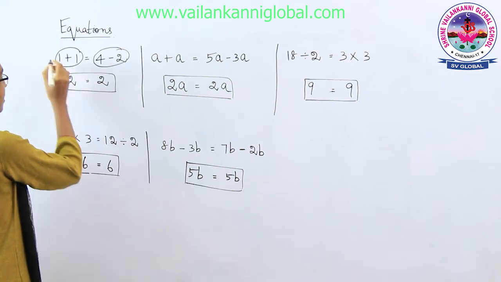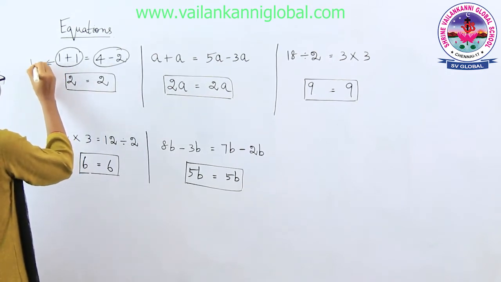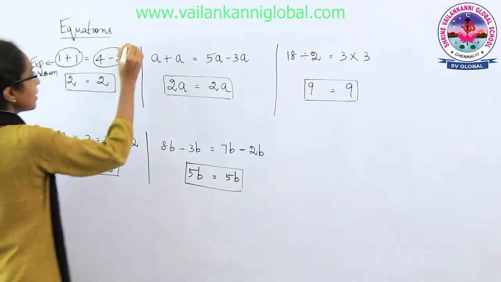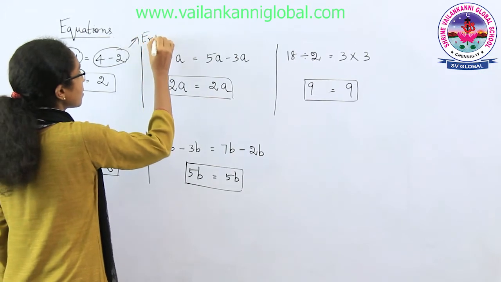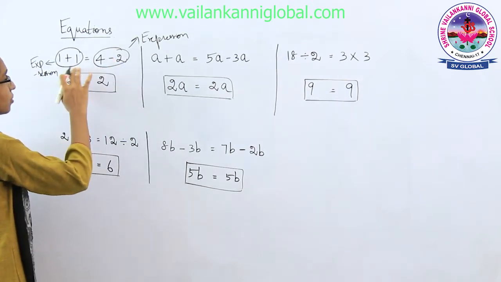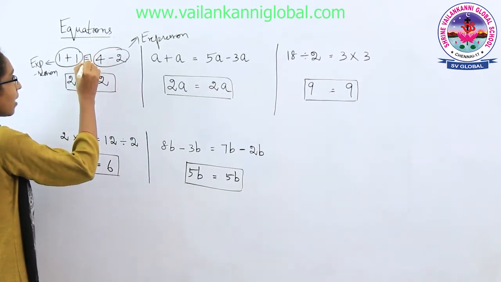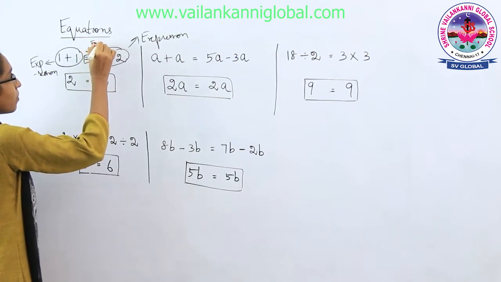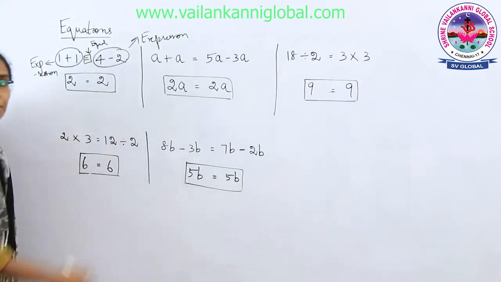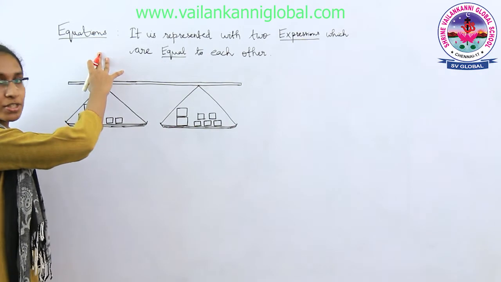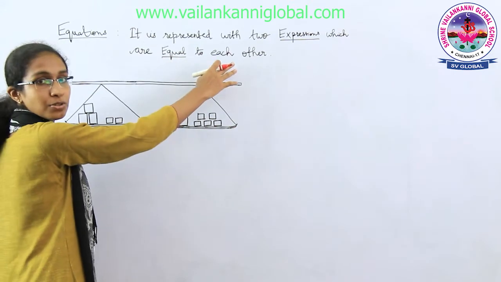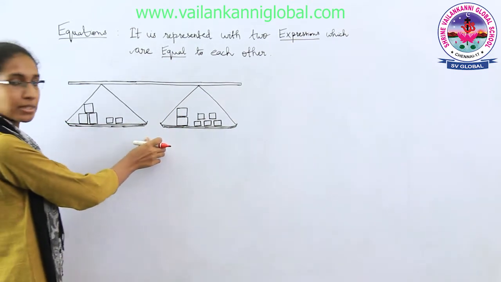consider the two sides. This one is called as an expression. And this one is called as an expression. So an equation contains two expressions having an equal to sign, which tells two expressions are equal to each other. Hence the definition of equation is given as, it is represented with two expressions which are equal to each other. Let us see with a diagrammatic explanation.